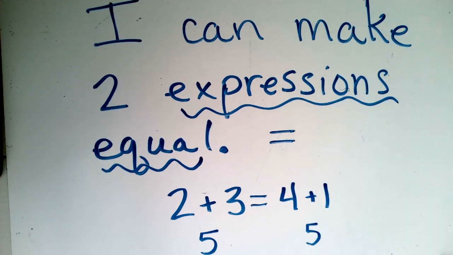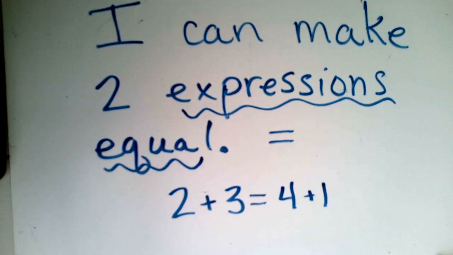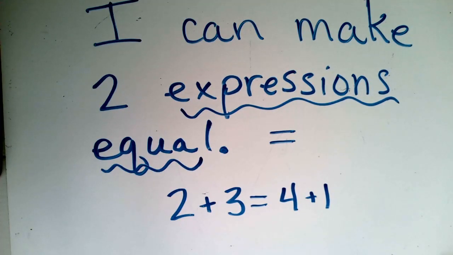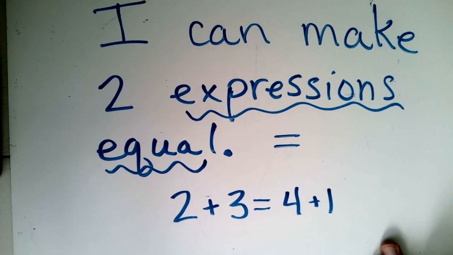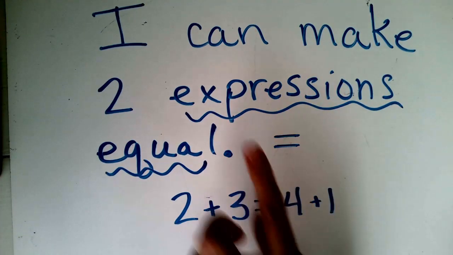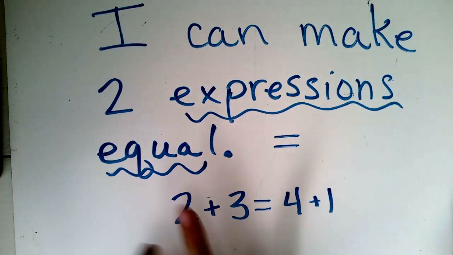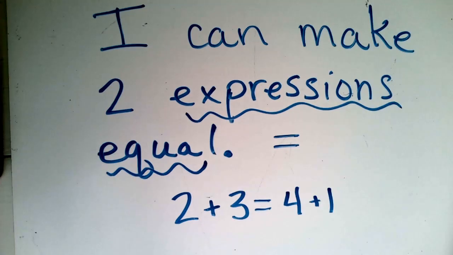4 and 1, right? 4 and 1 also make 5. Wow, do you see how crazy this math looks right now? Don't get too frazzled. We are going to practice lots together, okay? That was just a quick example. So, we need to keep in mind an expression is two numbers together, and equal means the same as. We have to know that word equal.